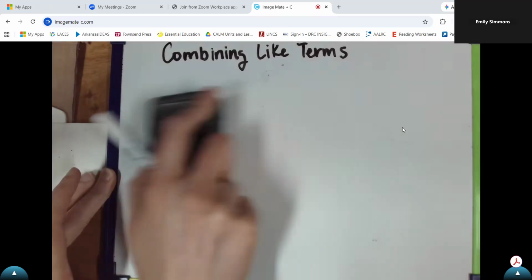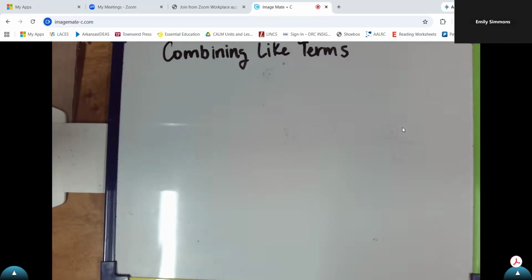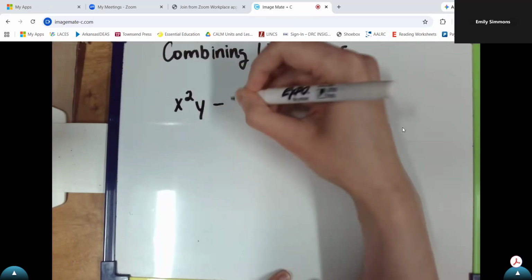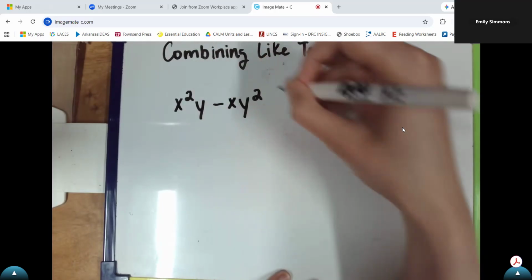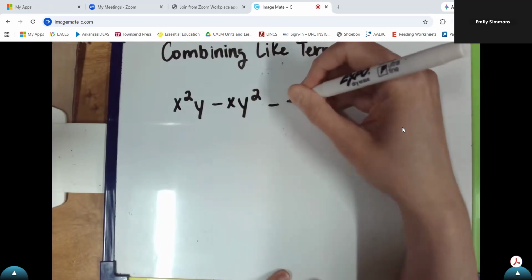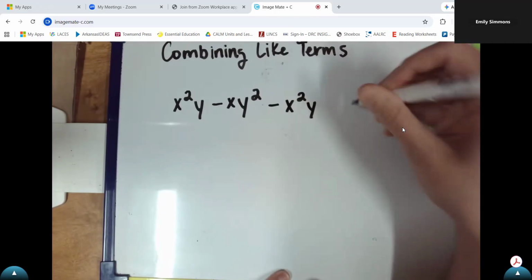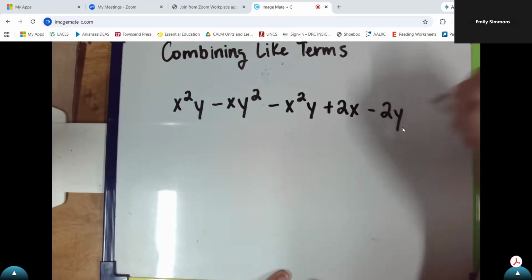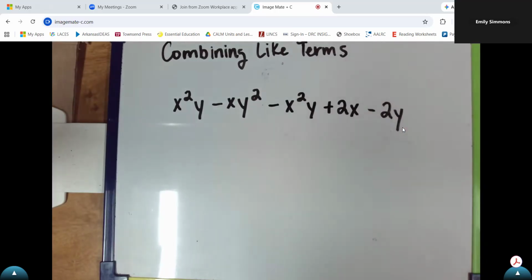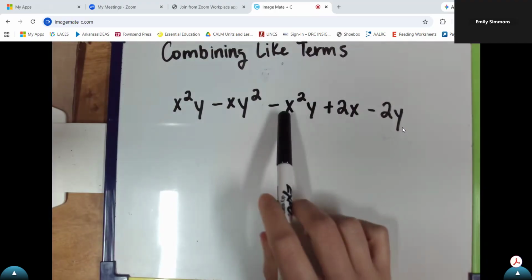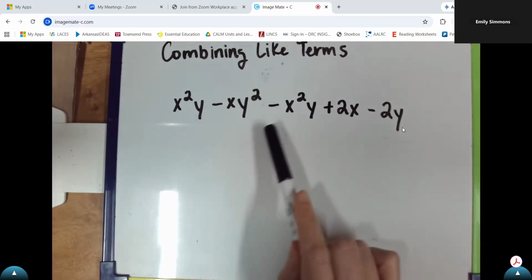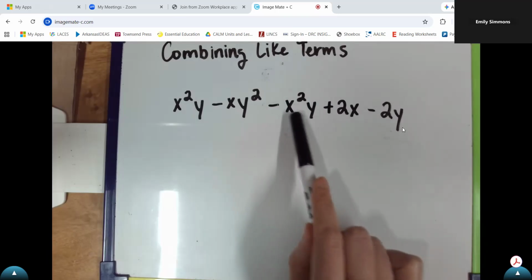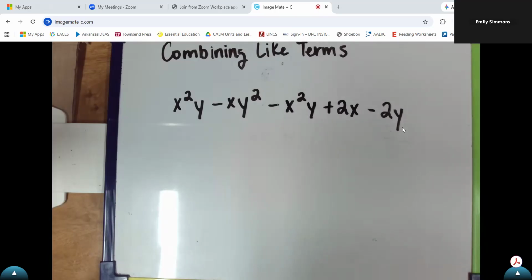I have one more. This one is x squared y minus xy squared minus x squared y plus 2x minus 2y. Our exponents can be in between our variables. So like this x squared y, this is still one term because there's no addition or subtraction in between that x and y.